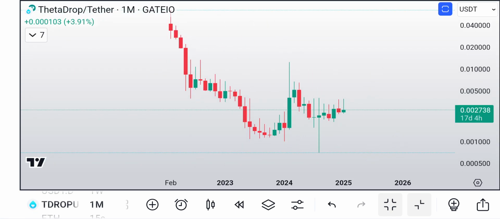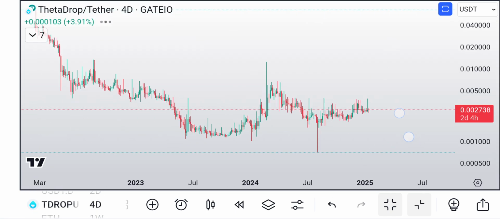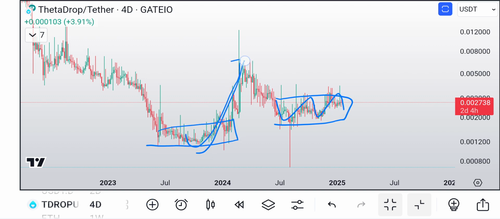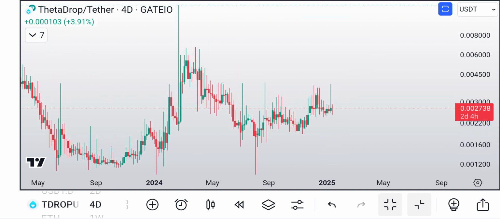T-drop. I remember someone saying T-drop. Yeah, it's still the same. It's forming a base. We have an impulse. Or first of all, we have a base. We have an impulse. We have a retest. And now we're forming another base. And now what we want to do is basically break out. Whenever it wants, I think it's just a matter of time.